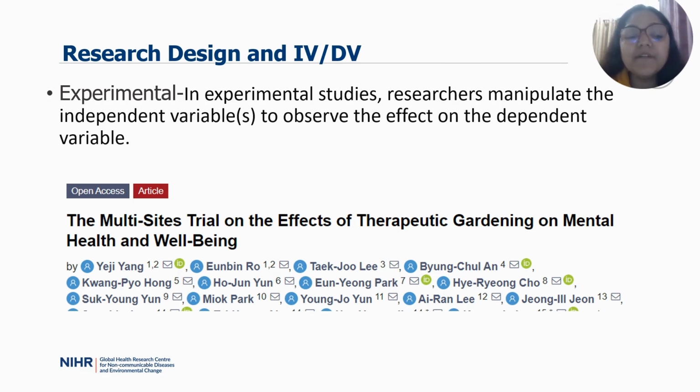So for example, in this study, which is a trial on the effect of therapeutic gardening on mental health and well-being, by varying the levels of exposure to therapeutic gardening, the researcher can thus manipulate the independent variable, which is this intervention of therapeutic gardening, and observe how mental health and well-being outcomes change.